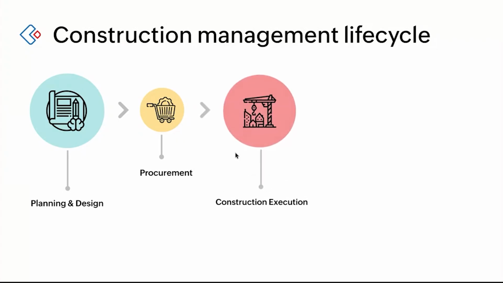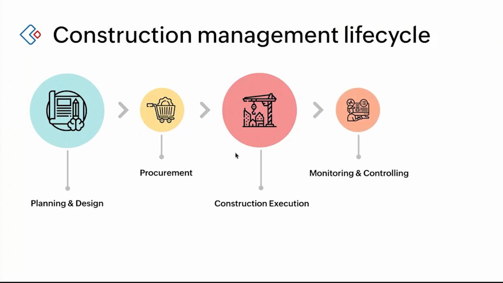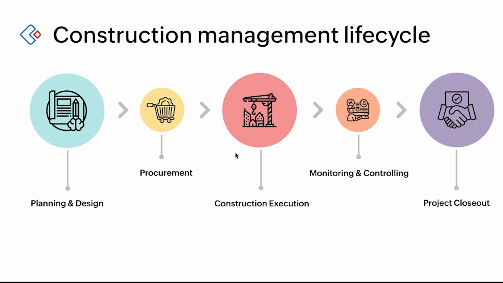And the third step is the actual construction execution, that is the on-site project. So we have to allocate the employees and manage their wages, and finally once the construction execution has started, we have to continuously monitor and control the construction that is happening. And once the construction is successfully completed, then we will close the project.